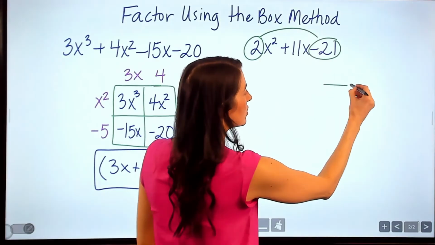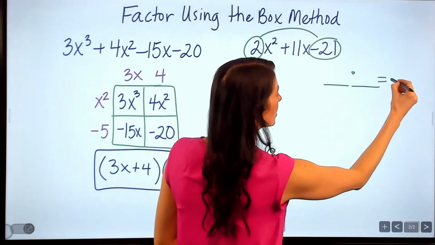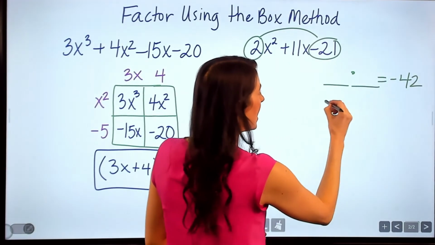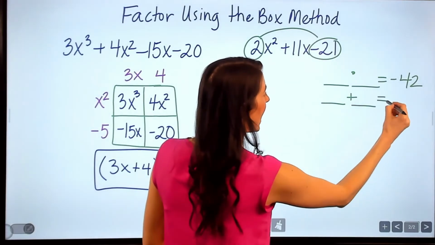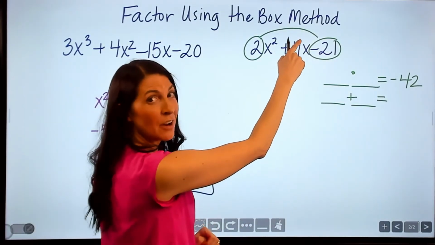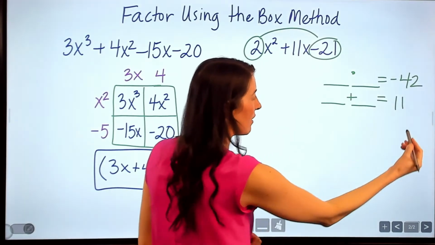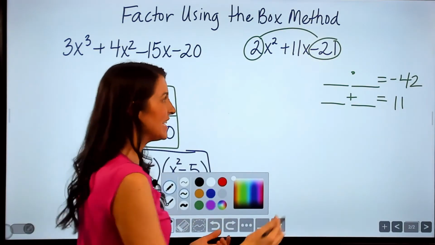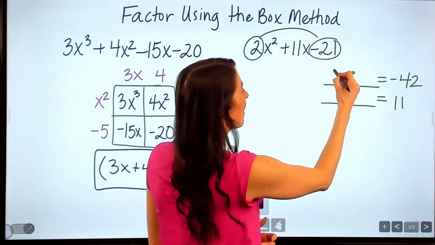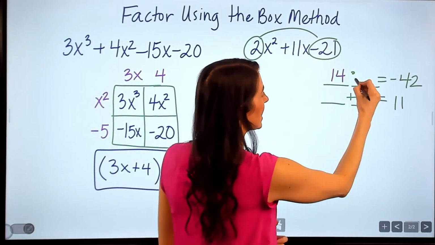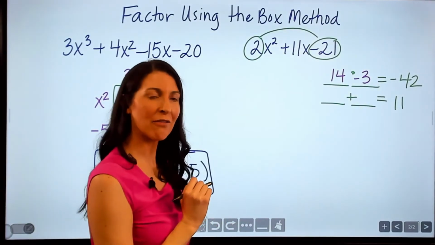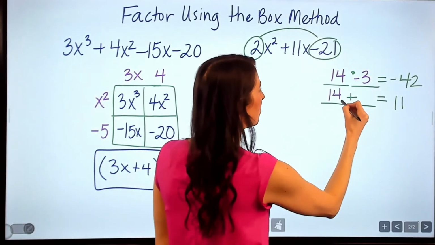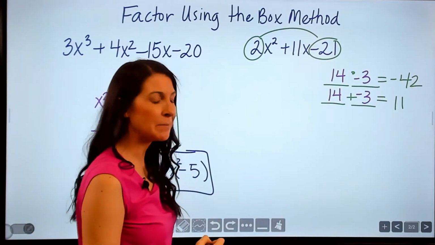I would like to find 2 numbers that multiply to negative 42, and those same 2 numbers add to the coefficient of x, in this case 11. So then you take some time to figure out what 2 numbers would work here, and the 2 numbers that would work are 14 times negative 3 gives you negative 42, and 14 plus negative 3 gives you 11.